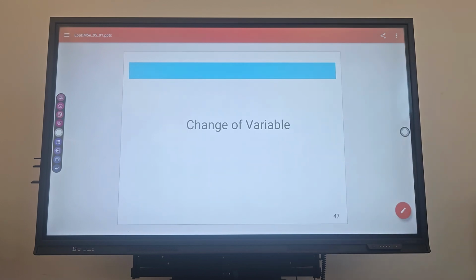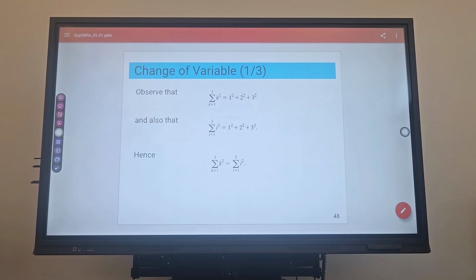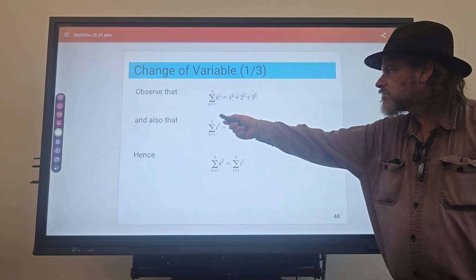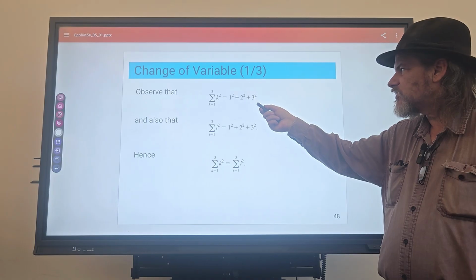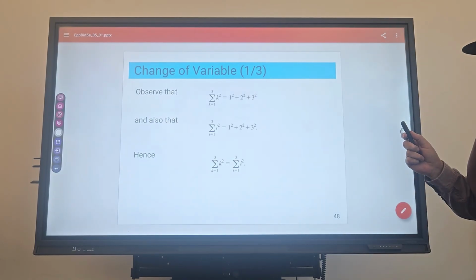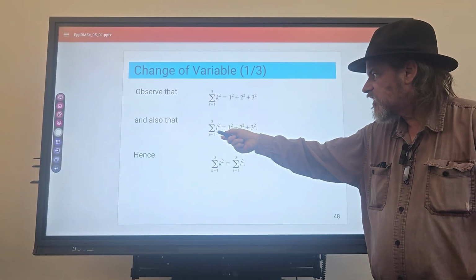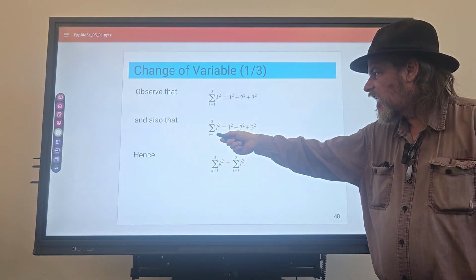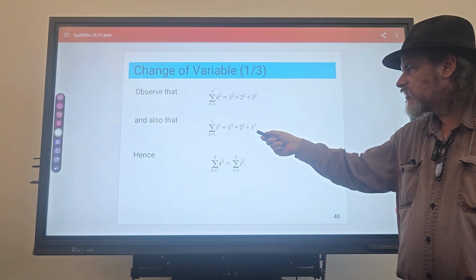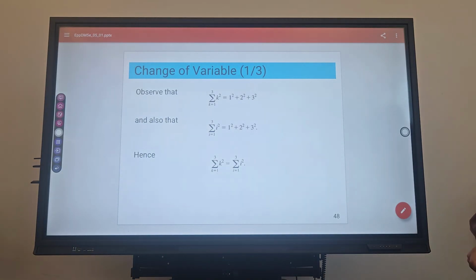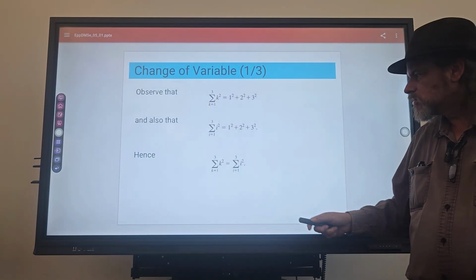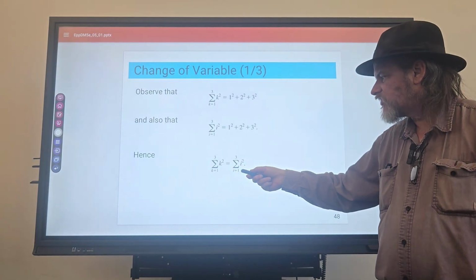Change of variable. Observe that this sum here is equal to 1 squared plus 2 squared plus 3 squared. Likewise, if you change the variable i to j, it is still equal to 1 squared plus 2 squared plus 3 squared. Therefore, these two summations are equal.